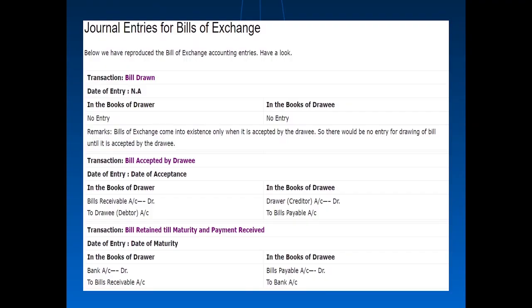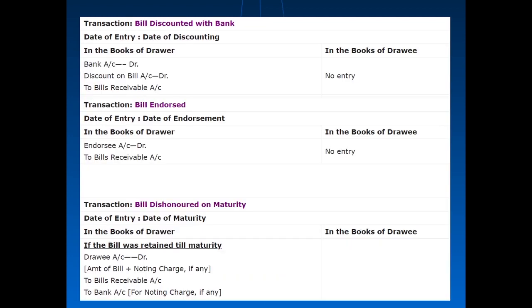When the bill is accepted, bills receivable account debited to drawee account. If the bill is accepted by the drawee, drawer account debited to bills payable account. If the bill is kept till maturity and sent to the drawee for collection, the drawer receives the money: bank account debited to bills receivable account. The drawee paid the money against bills payable, then bills payable to bank. That's over. The bill is honored. Discounting we will learn later.